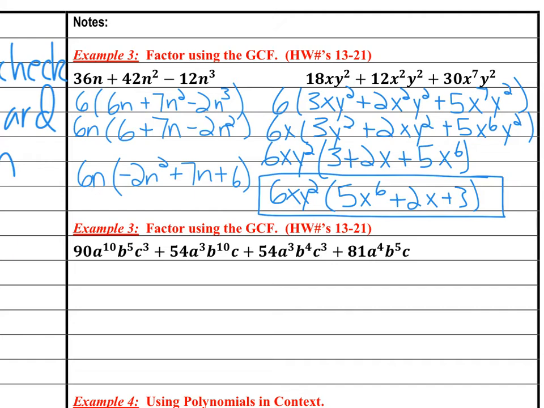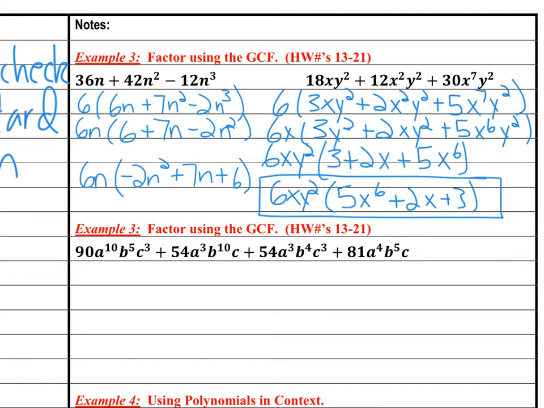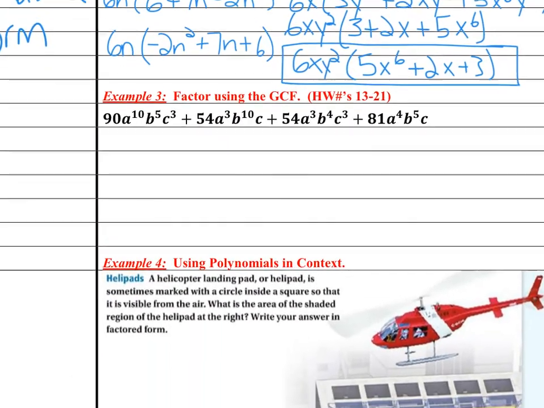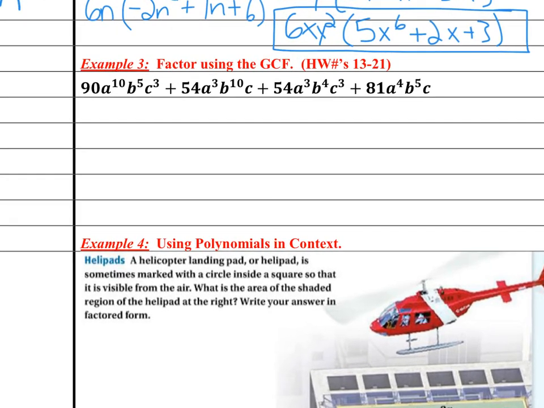Our next one, we're doing the same thing. It just has a little bit more parts, a little bit more complicated, but we can handle it. Looking for a number that would divide all of these, the biggest number possible is going to be 9. So I'm going to take a 9 out first.